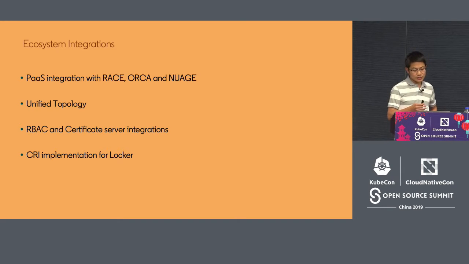The unified topology provides a single shared view of LinkedIn's application fleet and its topology, basically what runs where. Many internal systems depend on such a view, for example, the certificate management server, distributed firewall system, and DNS discovery. And we also work on RBAC integration with Data Vault using admission webhooks, pod certificate integration using init containers.